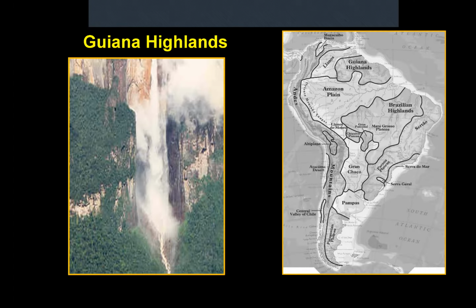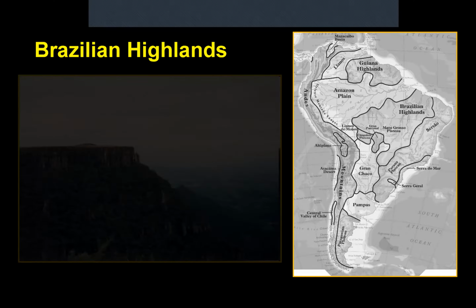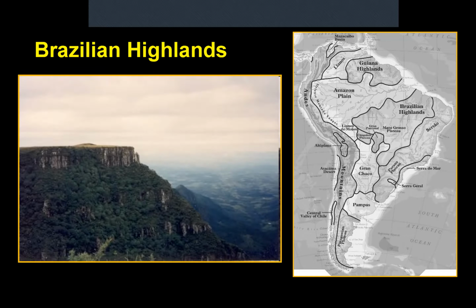Here's an example, Guyana Highlands. This is Angel Falls, the highest waterfall in the world, over 3,000 feet that it drops. Not quite a mile, but pretty close. It's higher than Yosemite Falls. And they come off of those highlands into the lowlands. The Brazilian highlands are very similar, very rugged terrain, but again, a place with a lot of mineral wealth.